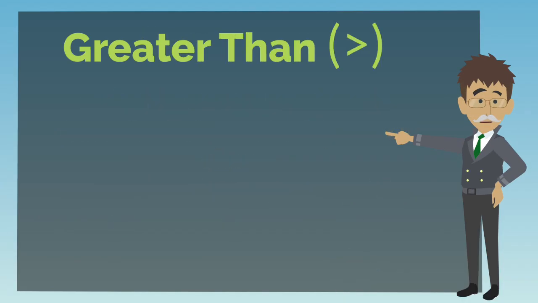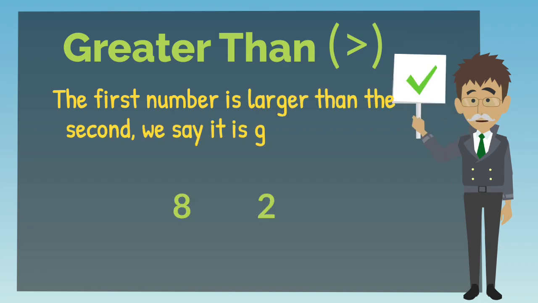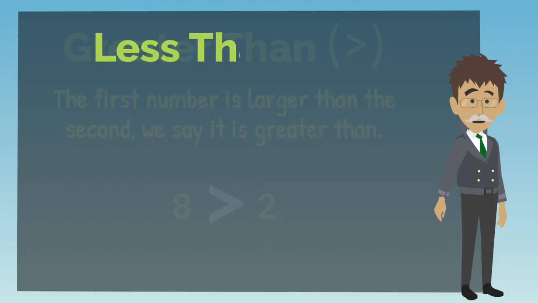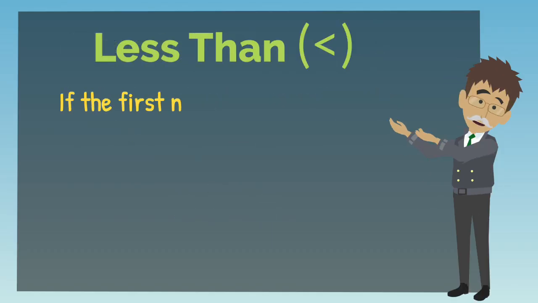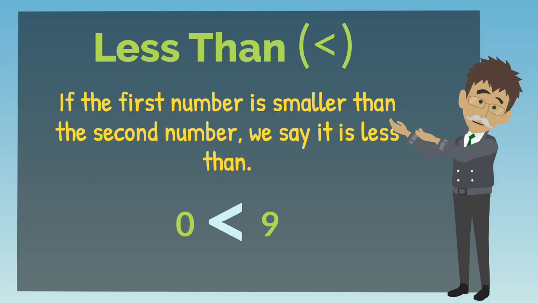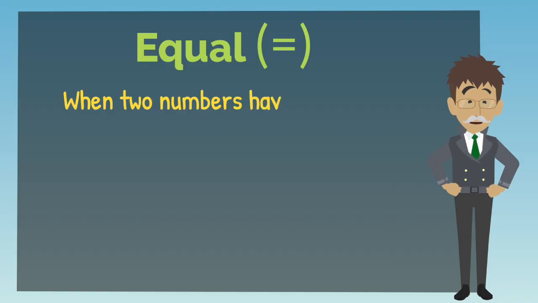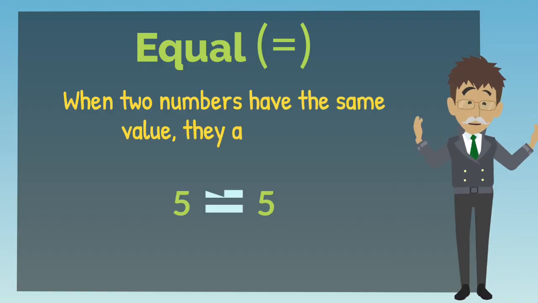Greater than. The first number is larger than the second, we say it is greater than. Less than. If the first number is smaller than the second number, we say it is less than. Equal. When two numbers have the same value, they are equal.